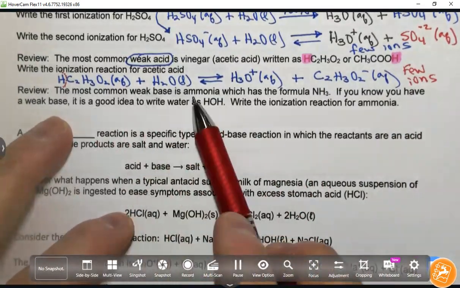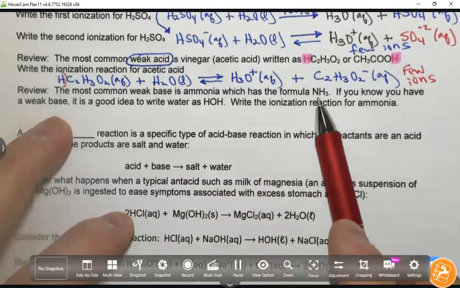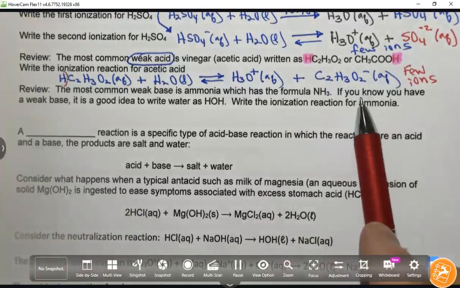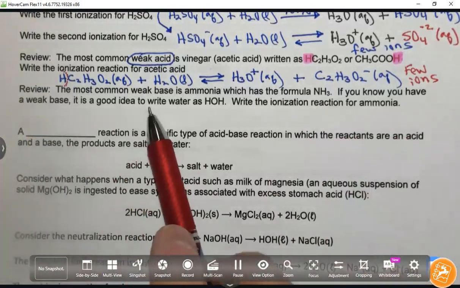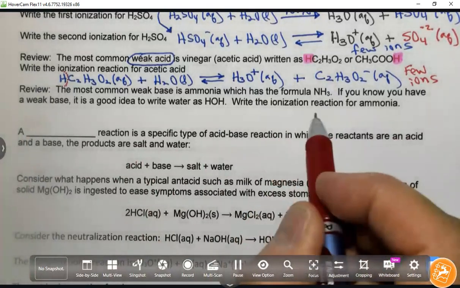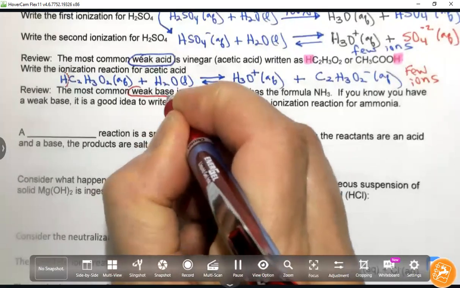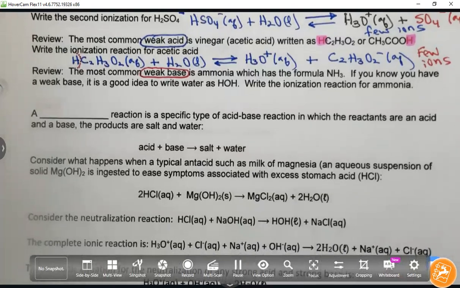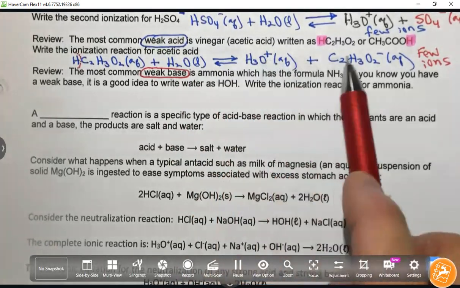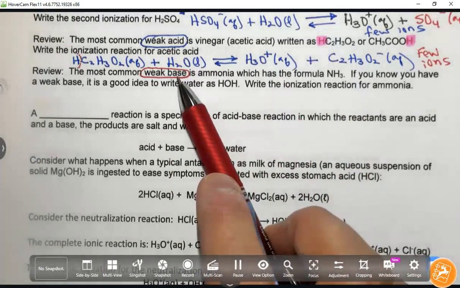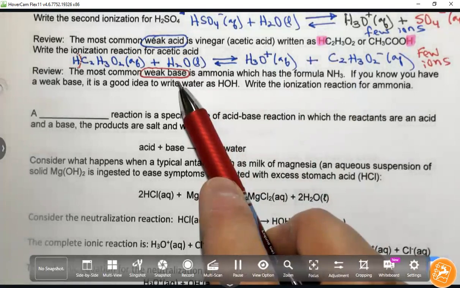Okay, the most common weak base is ammonia, which has the formula NH3. If you know you have a weak base, it is a good idea to write water as HOH. Write the ionization for ammonia. It's a weak base. If it's a weak base, we know we're going to have double arrows and we're going to get a few ions over here. But instead of getting H3O plus, since it's the base, we have to get OH minus.